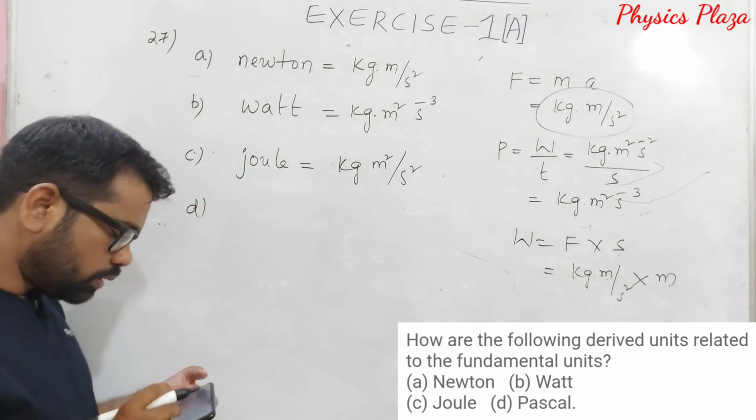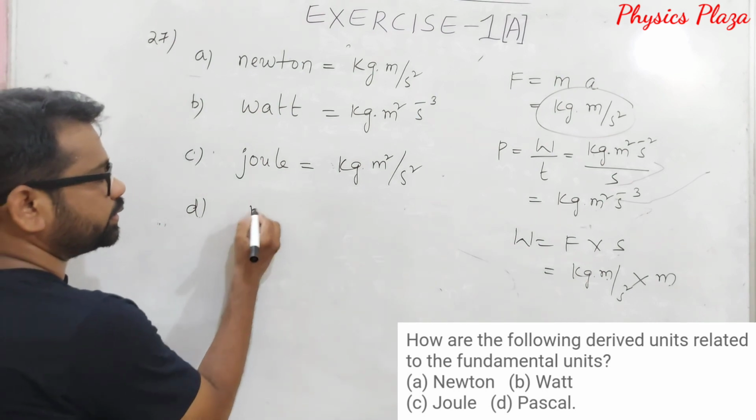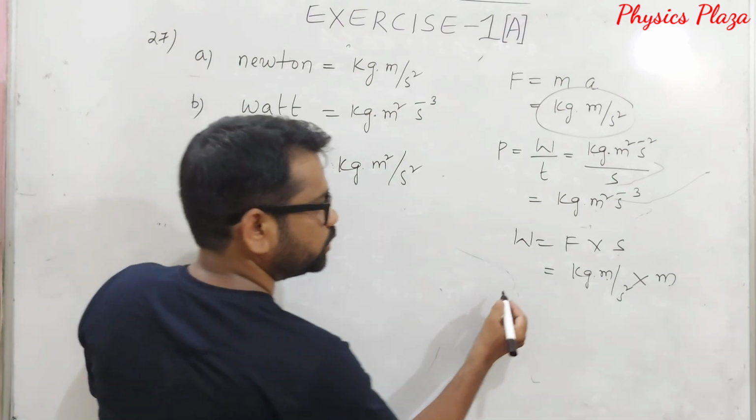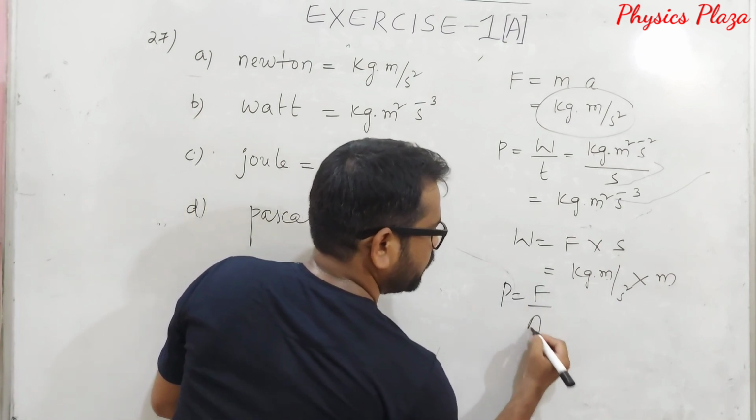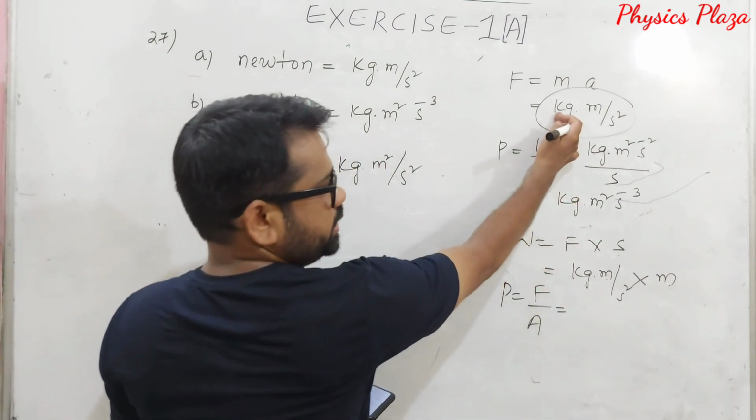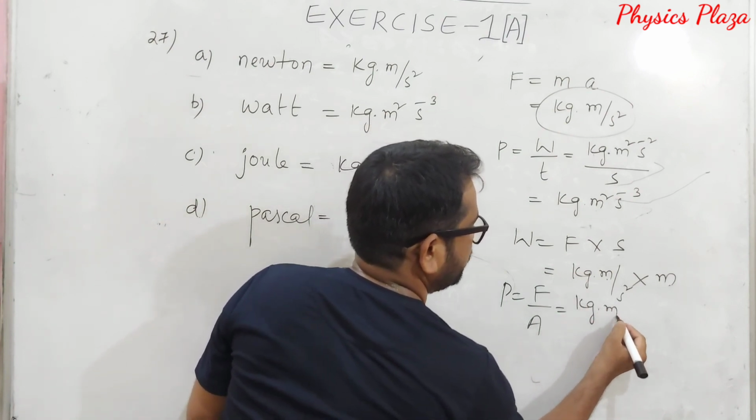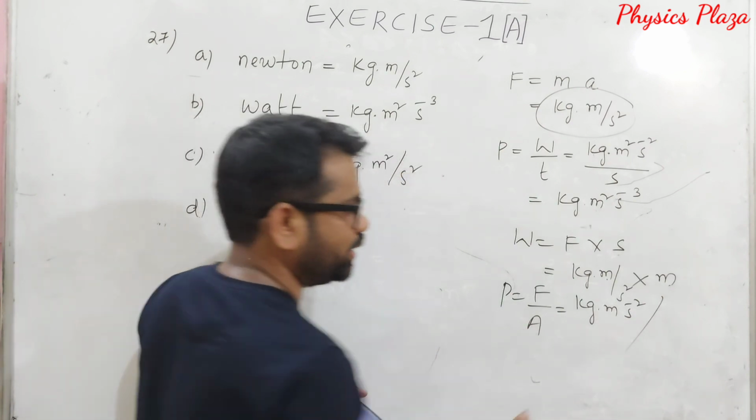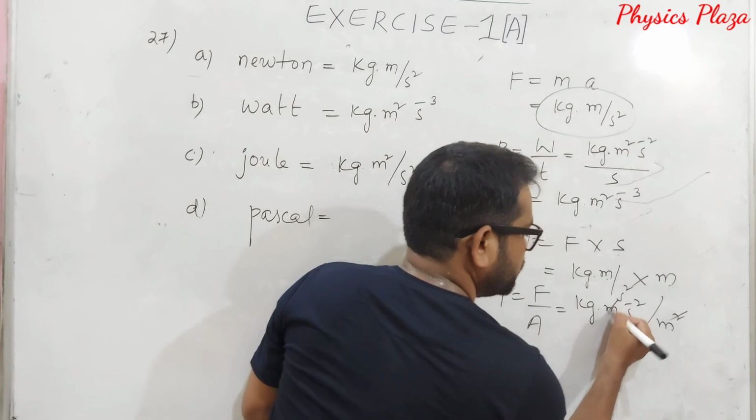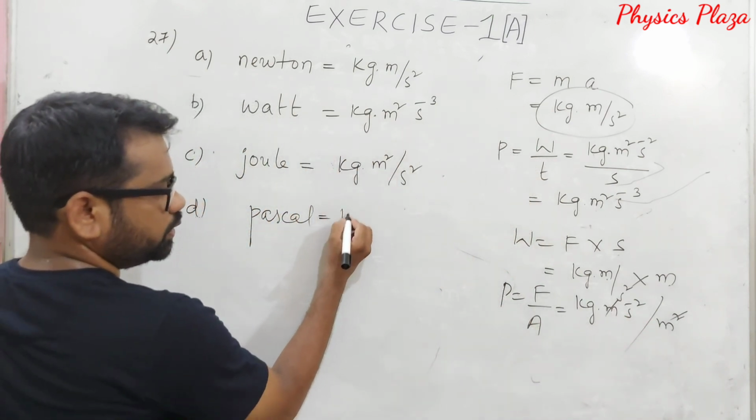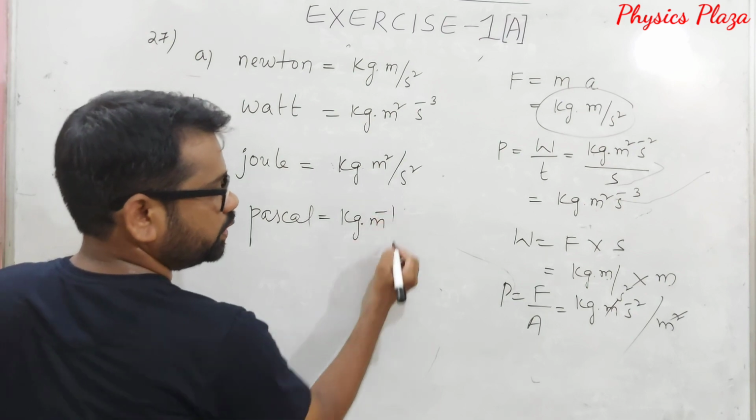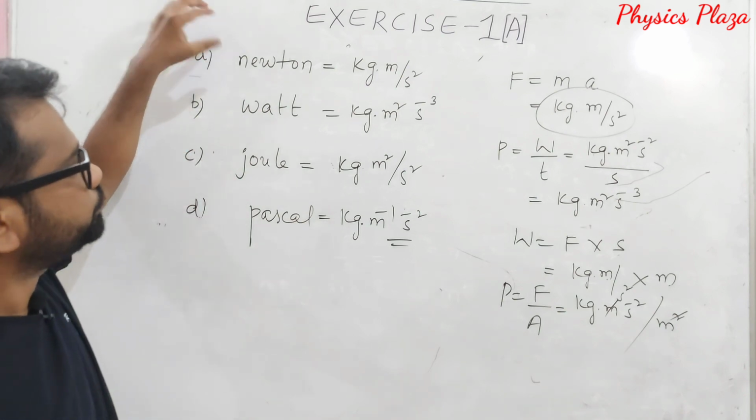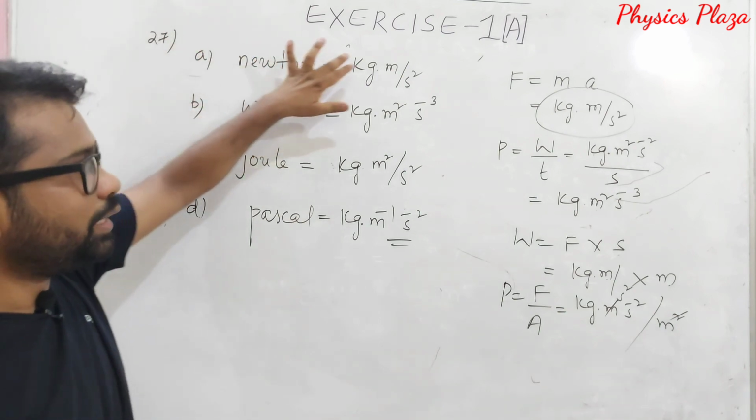Next D, Pascal. Children, Pascal is an SI unit of pressure. We know that pressure is equal to force per area. Force is kg meter S minus 2, per area, which is meter square. The square gets cancelled. So what do we get here? Kg m minus 1 S minus 2. So these are how we can express Newton, watt, joule, Pascal in fundamental units.